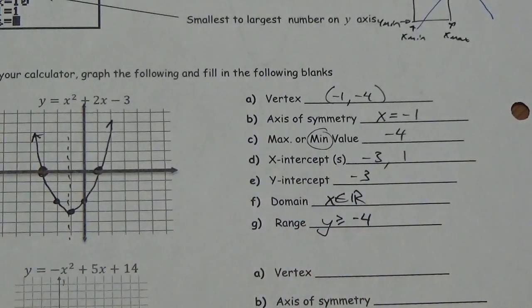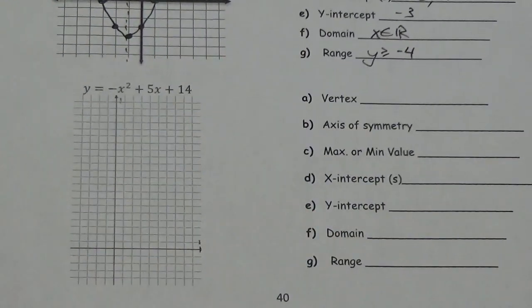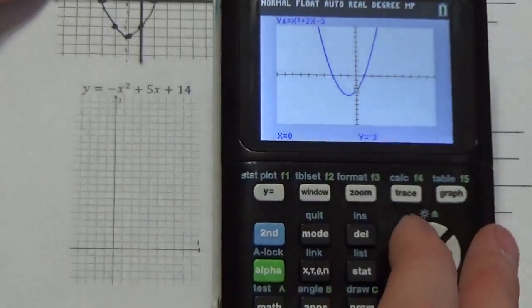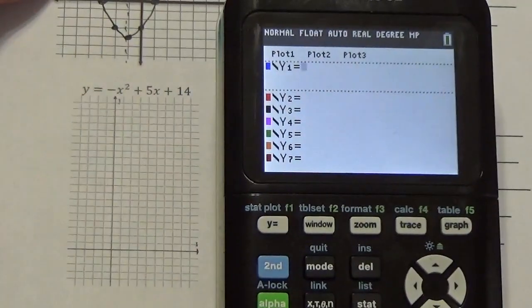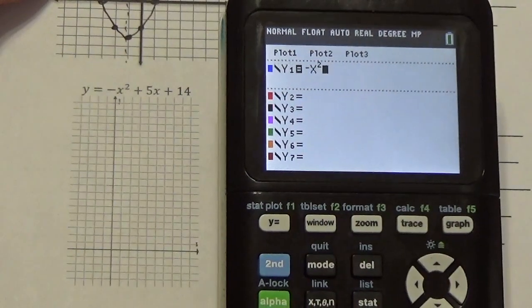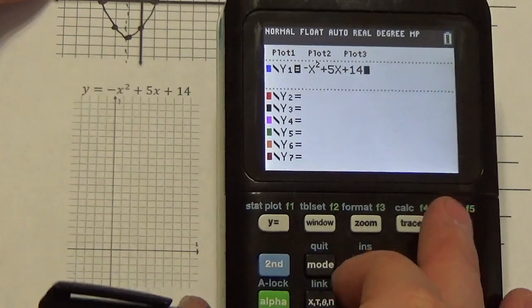Okay, let's do one more. This time it's negative x squared plus 5x plus 14. We'll clear that one out here. So negative x squared plus 5x plus 14, graph.